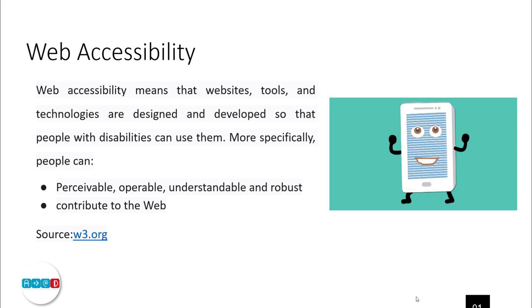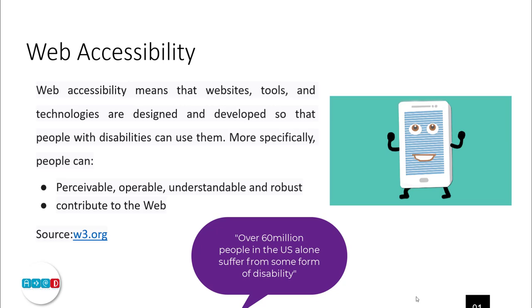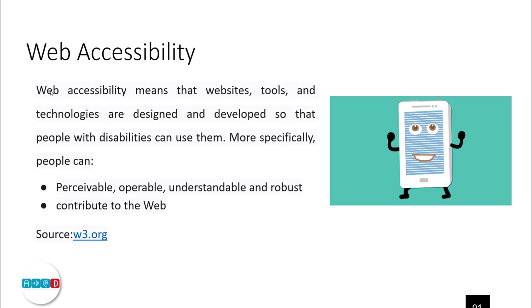Okay. So in this slide, I'll be talking about web accessibility and some factors to consider. From the site w3.org, they define web accessibility as websites, tools, and technologies that are designed and developed so that people with disability can use them. Okay, so more specifically, they are looking at perceivable, operable, understandable, and robust. Okay, but let me talk about this first.